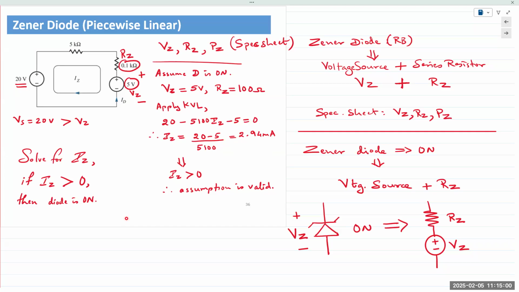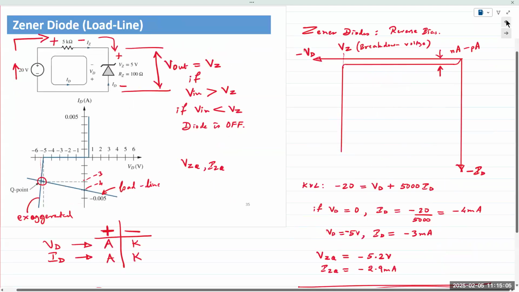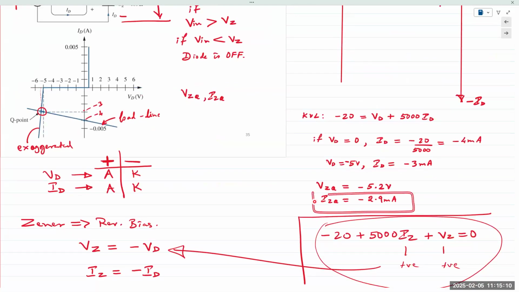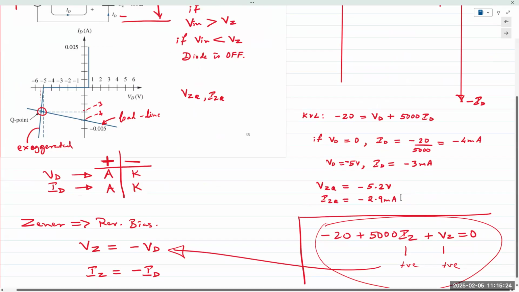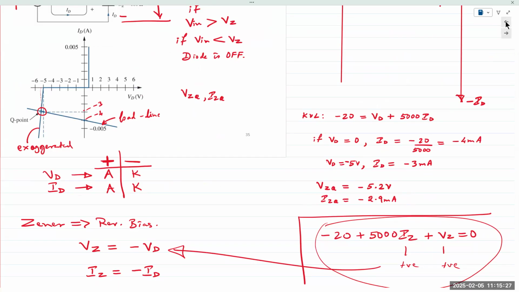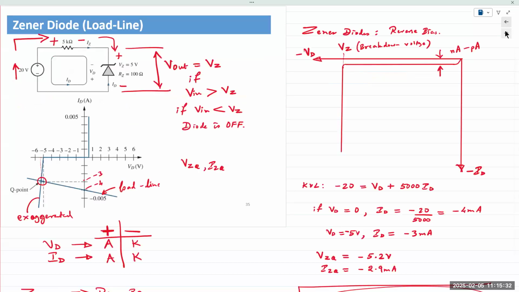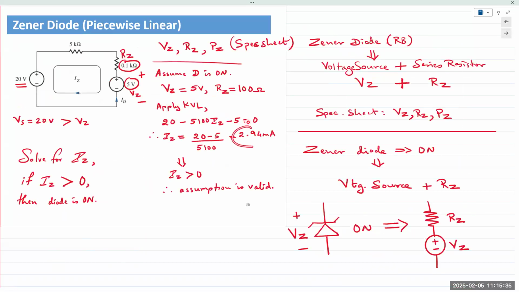If we compare this number with the load line analysis, right here, with the load line analysis, we determined it was 2.9 milliamps. The load line was a graphical technique, and so we'd have to zoom into the graph to get a very precise and accurate number. But we obtained 2.9, and with the piecewise linear model, we obtained 2.94. So still pretty close, not too far off.